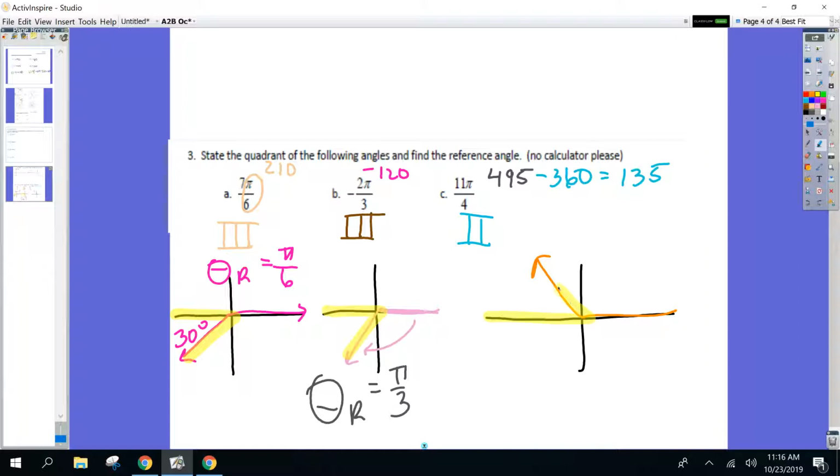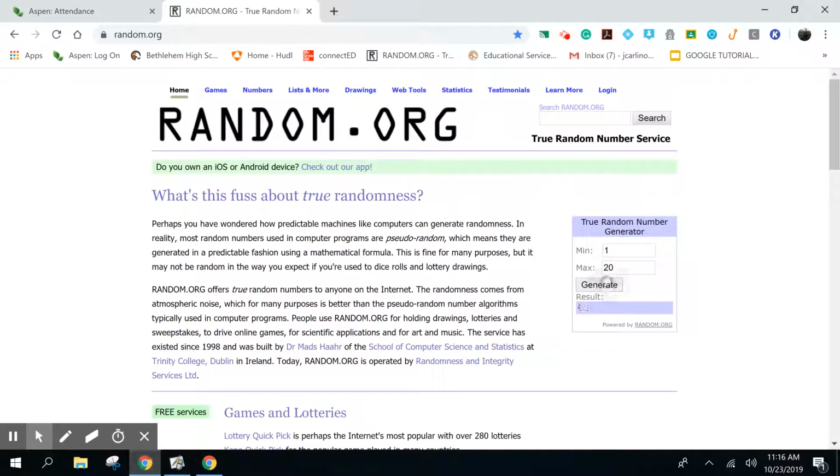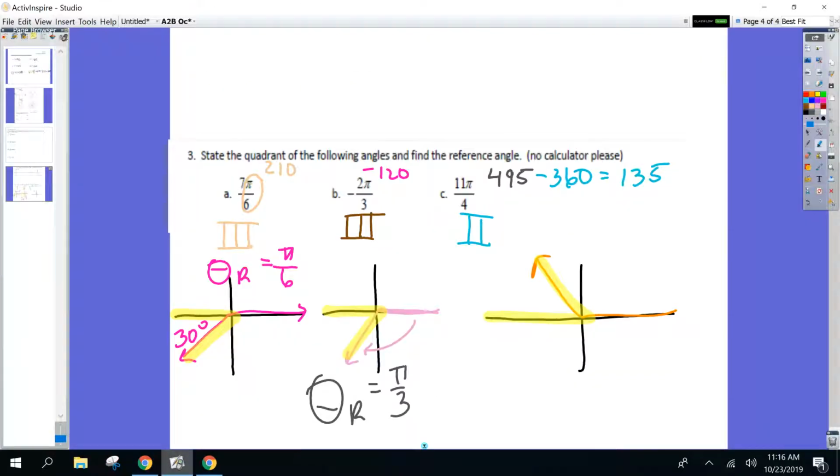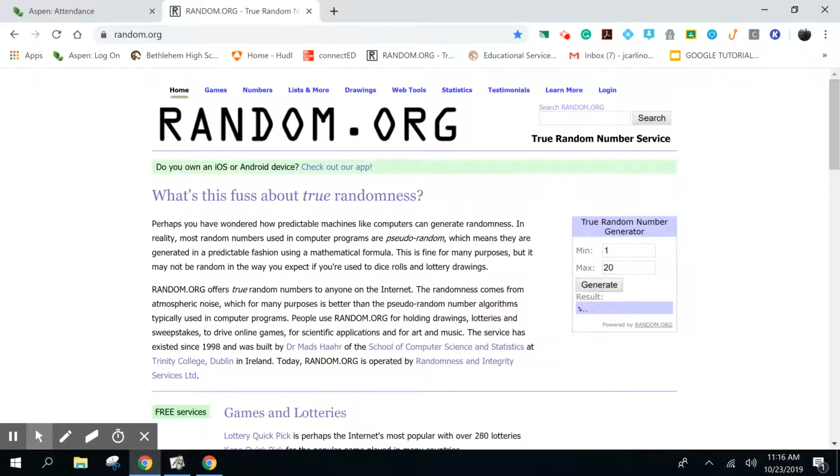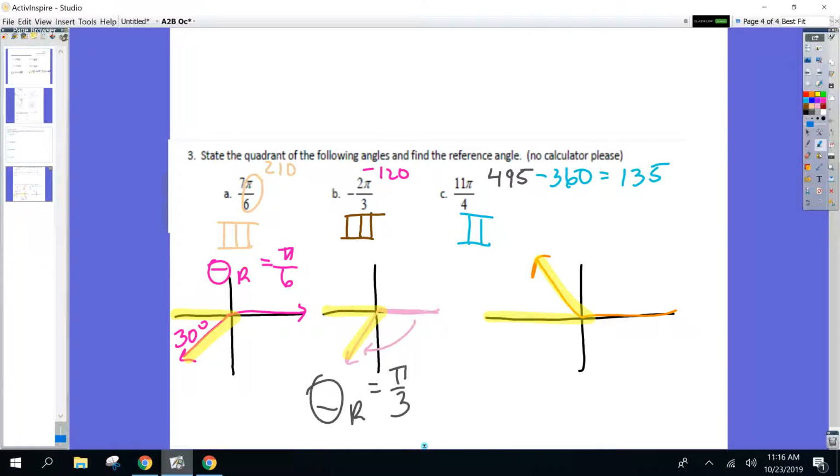What is that reference angle there? And remember, that was 135 from here to here. 135. So what must have been my reference angle? When you're ready. 45 degrees. Which is what in radians? Oh, so anybody just want to tell me here how I can get the reference angle pretty quick, Brett?